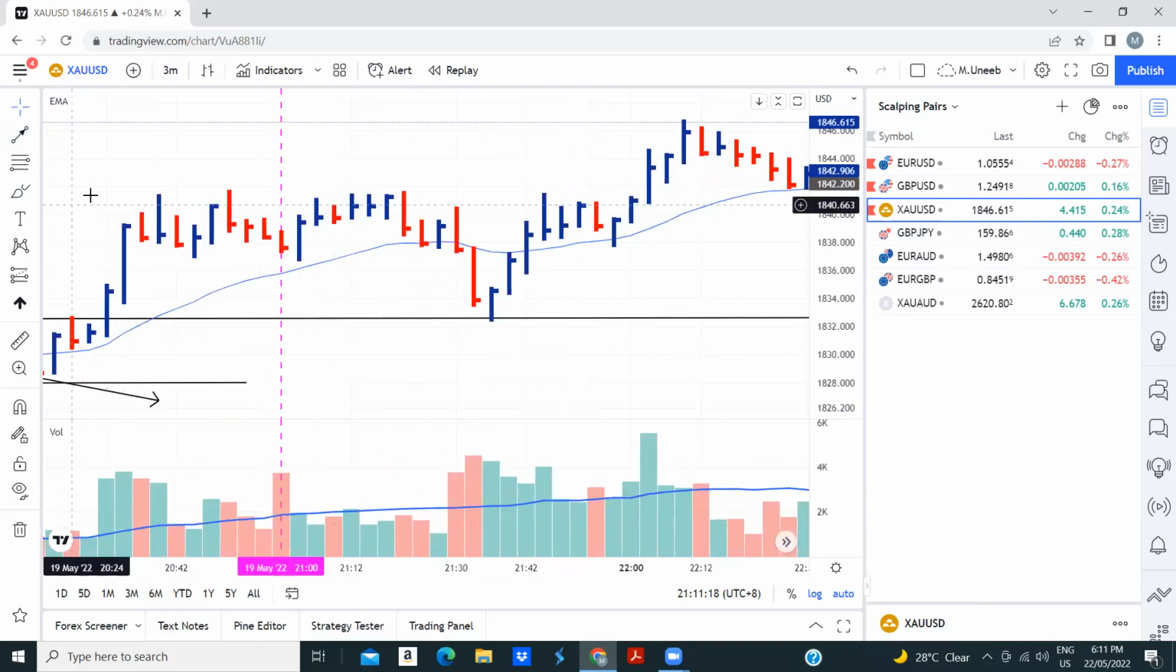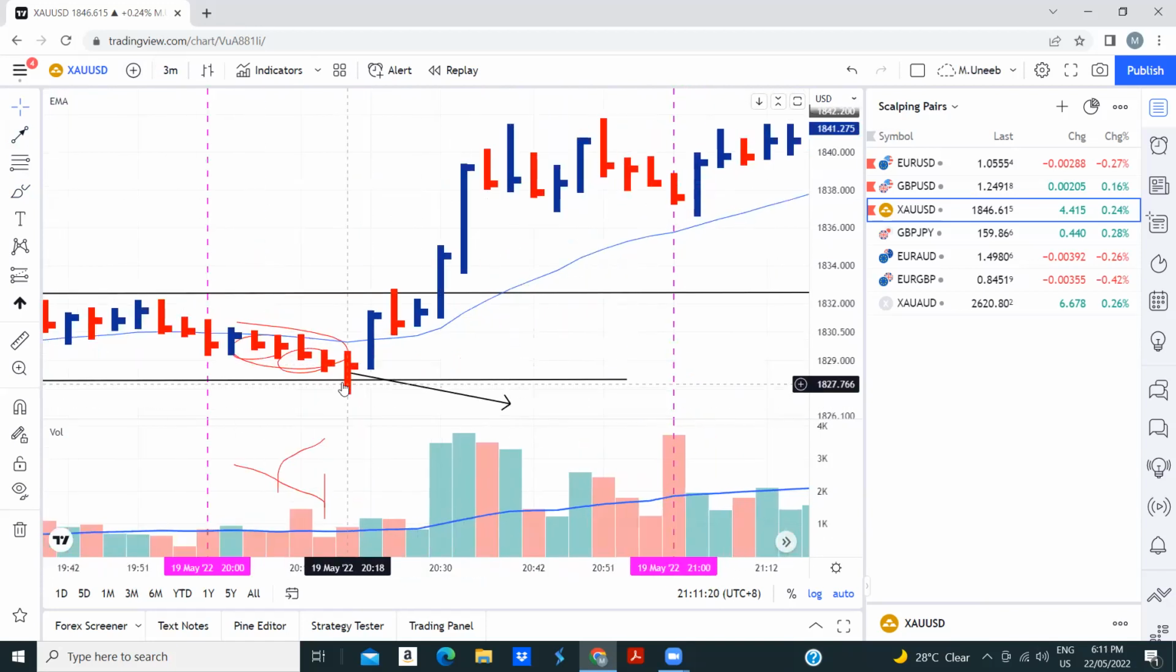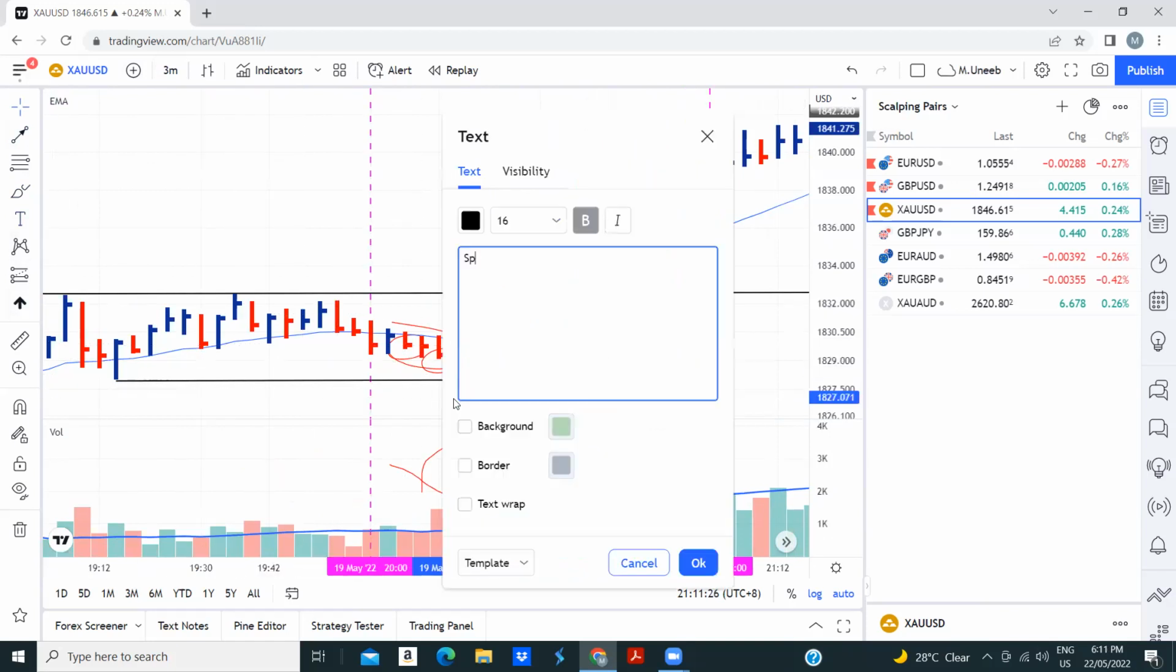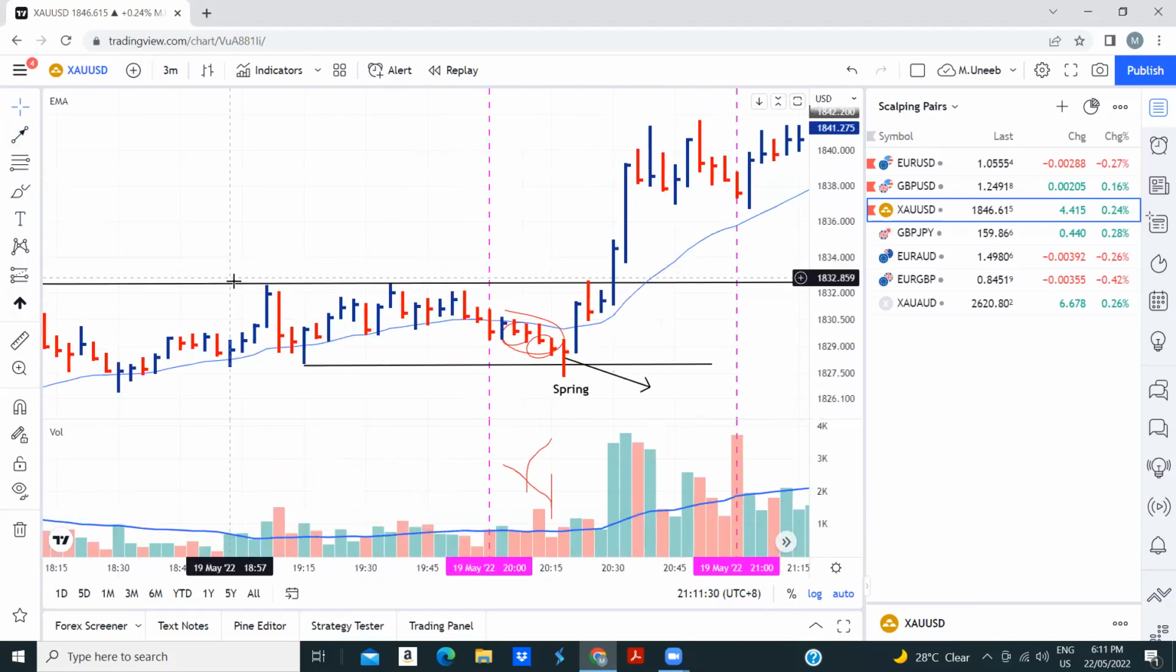So what do we notice here? This one, this is what? Spring. Am I right? Spring. Now in this spring, what do we see? Huge volume here as well. But here you see which volume is stronger, this volume or this volume? This is buying climax. This is selling climax.